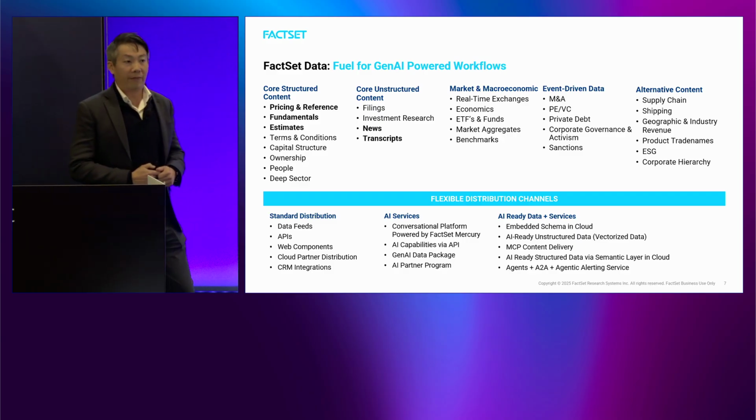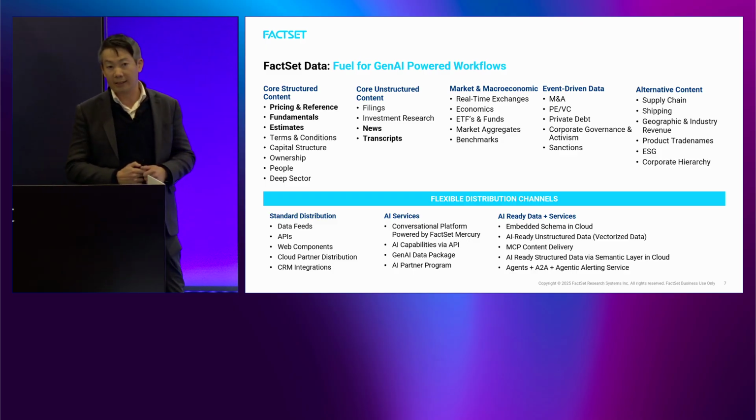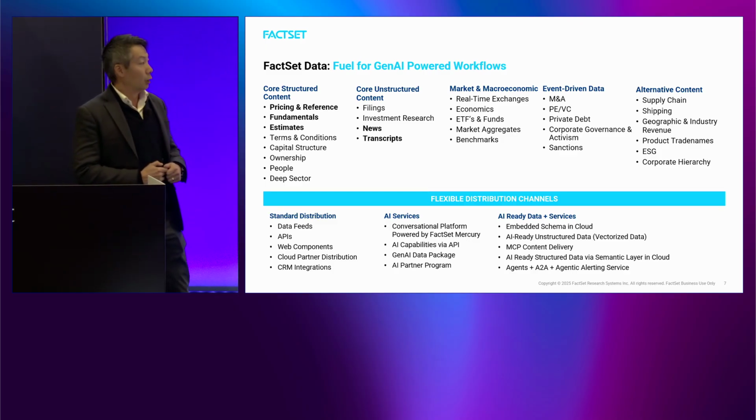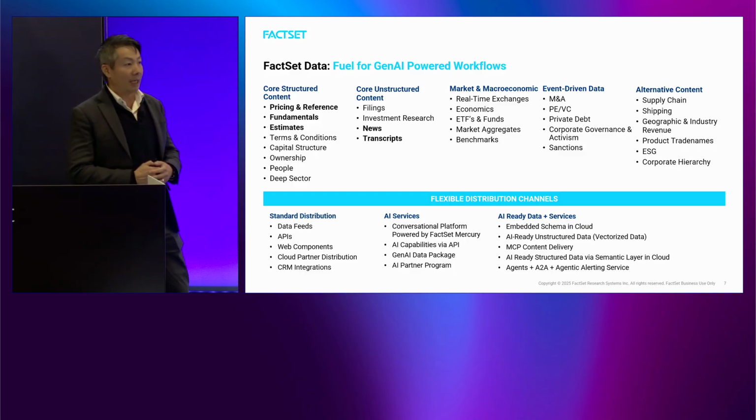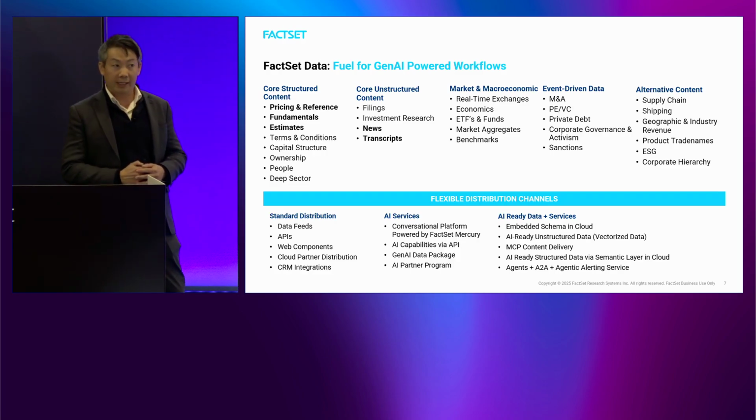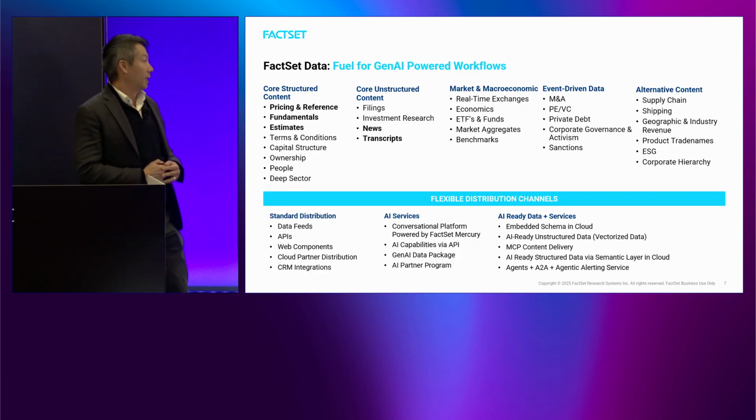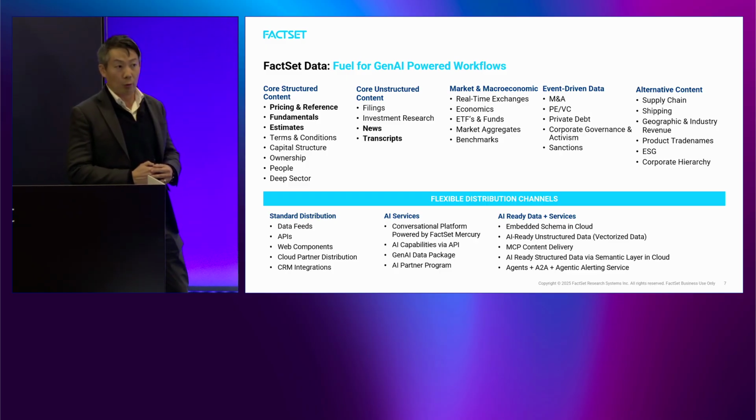So I've bolded 5 data sets under core, structured, and unstructured, and these are the 5 content sets that are available via quick research today. We have pricing and reference data, so that's your end-of-day pricing, corporate actions, shares outstanding, dividend information. Fundamentals, which is your company financial statements, ratios, et cetera. And estimates is your financial earnings estimates, along with buy, sell, hold ratings, things like that.